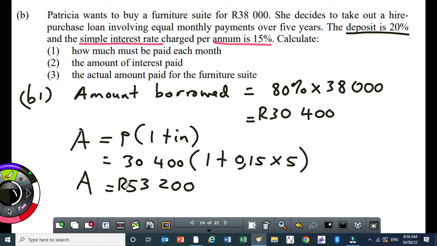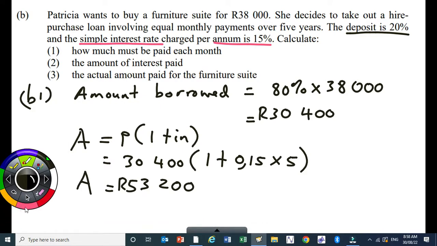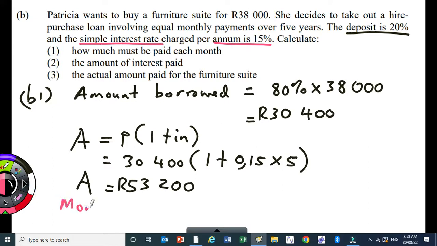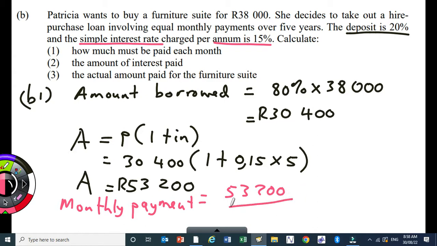Okay? So, how much must you pay each month? Then we need to divide this amount here by the total number of months in 5 years. How many months are in 5 years? 60. So the monthly payment will be equal to 53,200 divided by the total number of months in 5 years, which is 60.